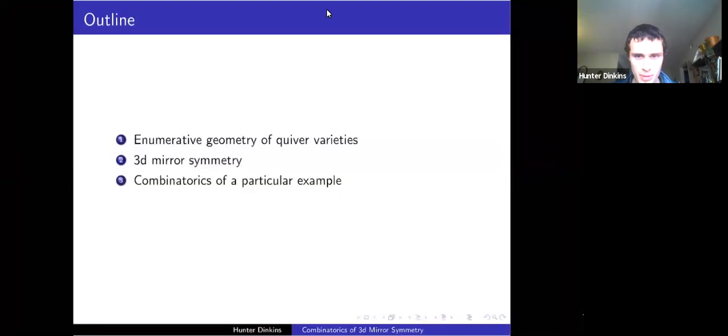So here's my plan for today. I want to start by talking about the enumerative geometry of quiver varieties and a little bit what the general theory of that looks like. And then I want to give a rough schematic of what 3D mirror symmetry is and how it ties into enumerative geometry. And then, like I already mentioned, I'm going to talk about one particular example and what it means combinatorially. So feel free to stop me at any time if there are questions.